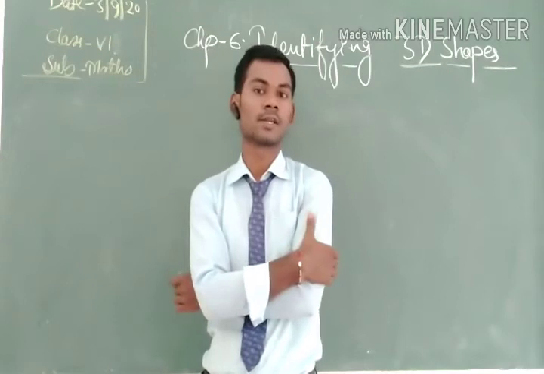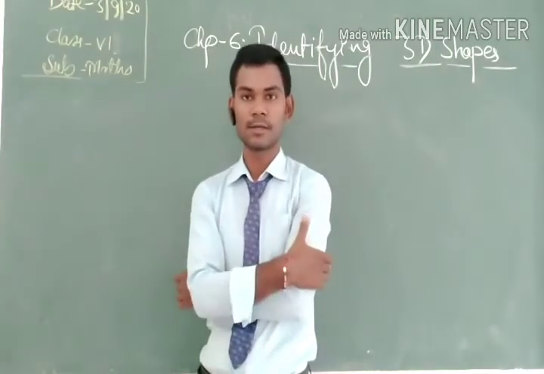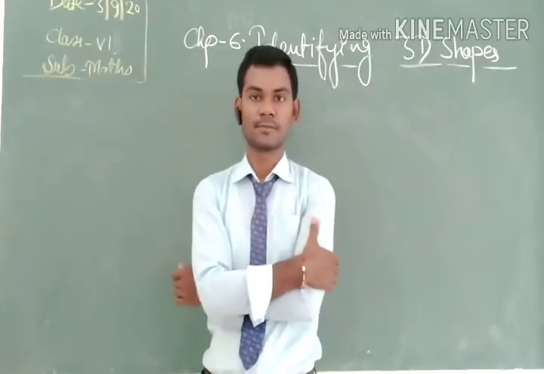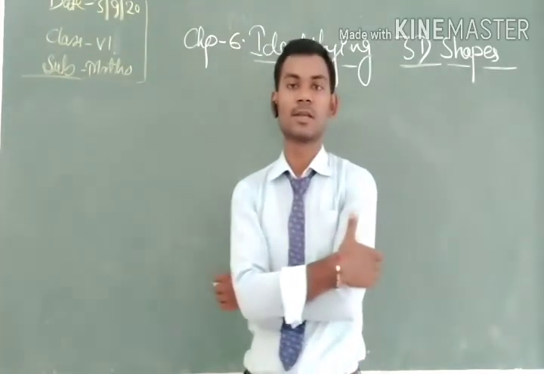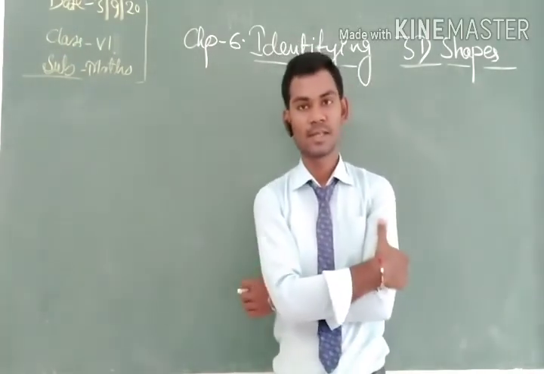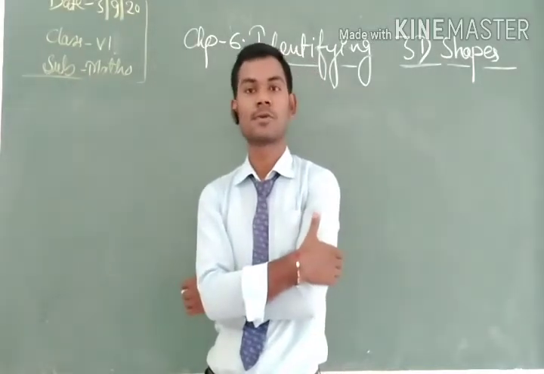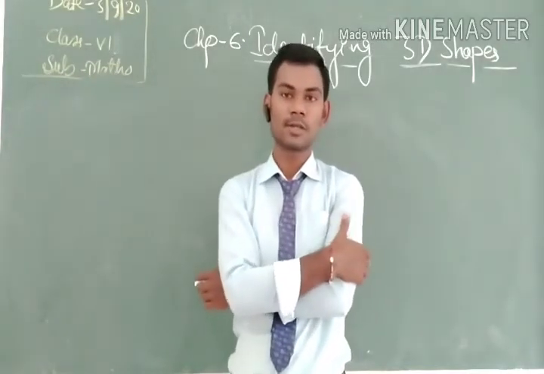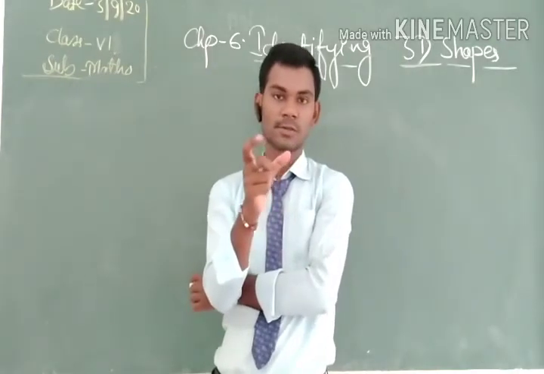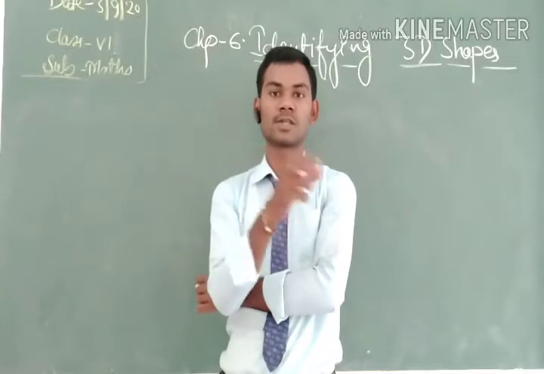So 2D and 3D, what is the meaning of 2D and 3D? Let us see the meaning of dimension. 2D is known as two-dimensional and 3D is known as three-dimensional. Similarly, 4D means four dimensions. Now the word used is dimensional, that is dimension. So let us see what the dimension is.